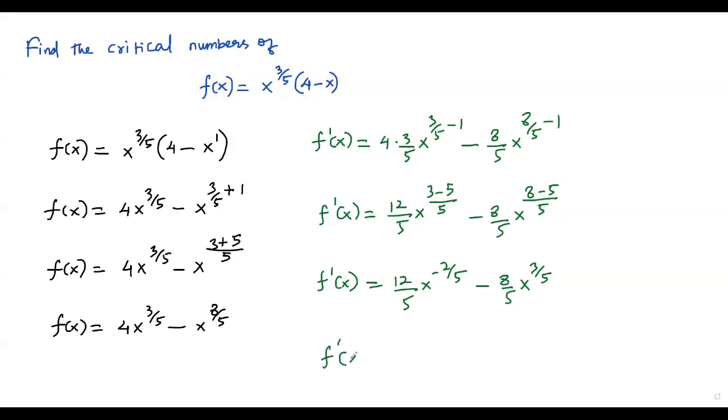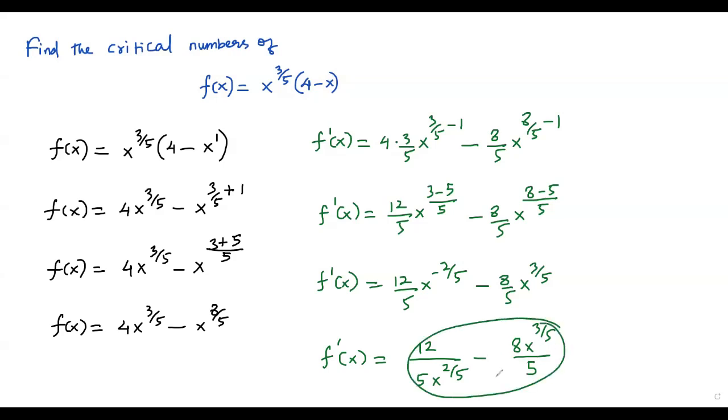So f prime of x equals 12 over 5 times x to the power of 2/5, minus 8 times x to the power of 3/5 over 5. Now we have to simplify this expression. For that, we need to have the same denominator. Here the denominator is 5 times x to the power of 2 over 5, but here we just have 5. To get the same denominator, I have to multiply both numerator and denominator of the second fraction by x to the power of 2 over 5.